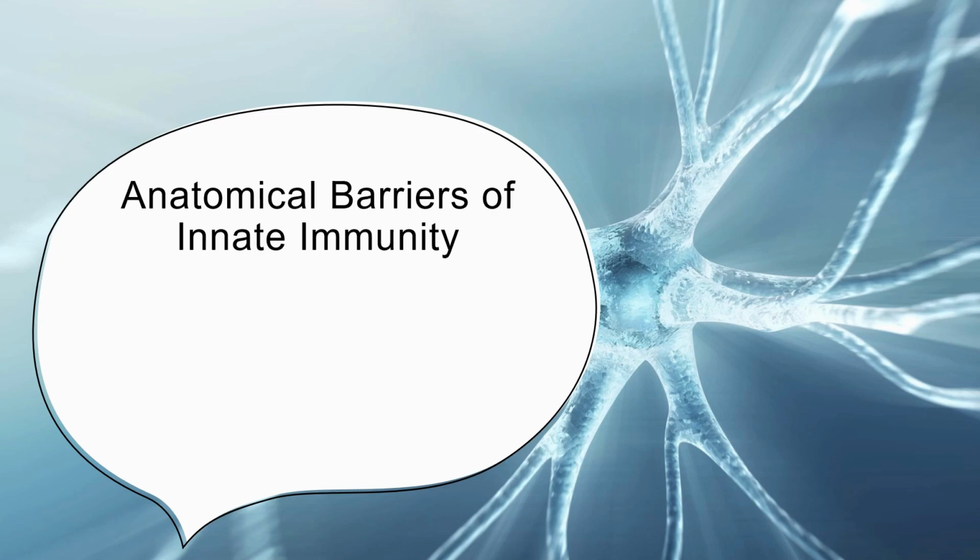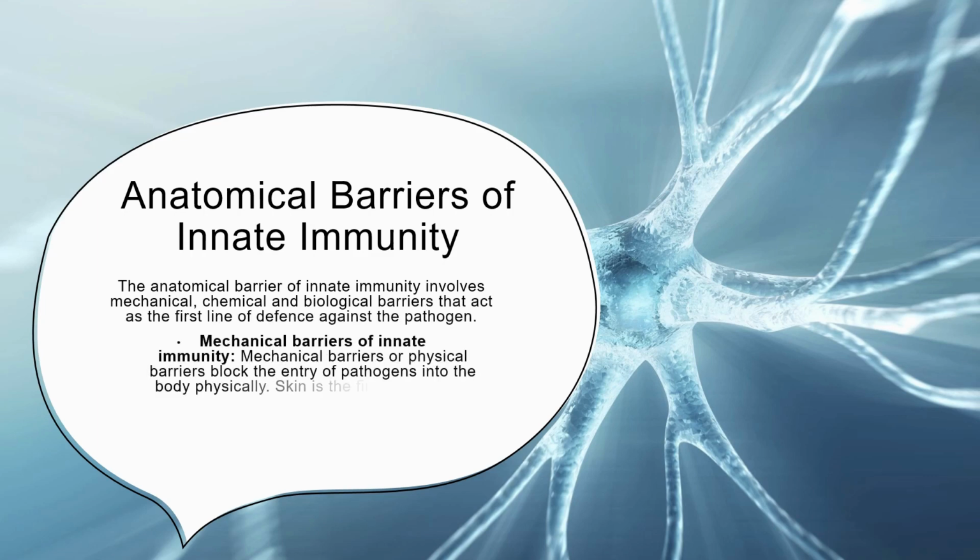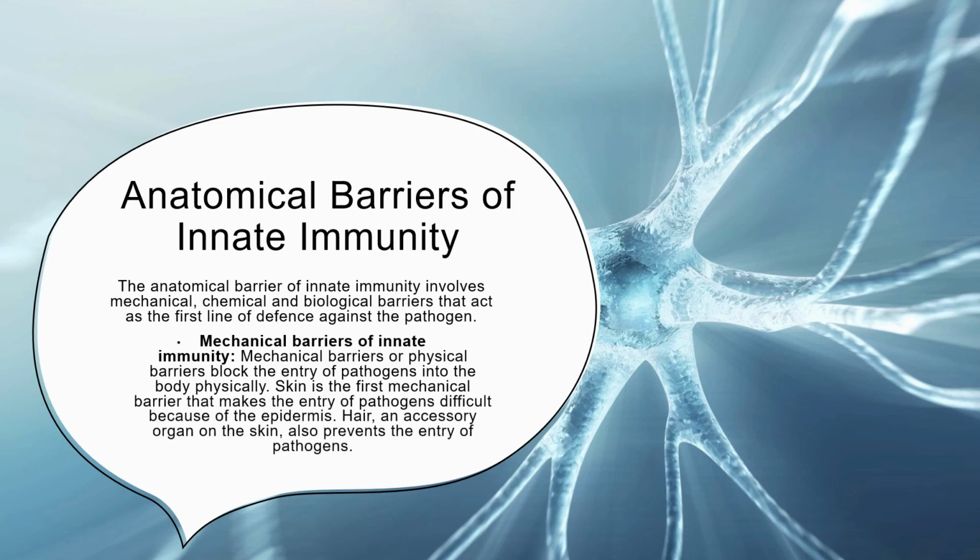Anatomical barriers of innate immunity. The anatomical barrier of innate immunity involves mechanical, chemical and biological barriers that act as the first line of defense against the pathogen. Mechanical barriers of innate immunity. Mechanical barriers or physical barriers block the entry of pathogens into the body physically.